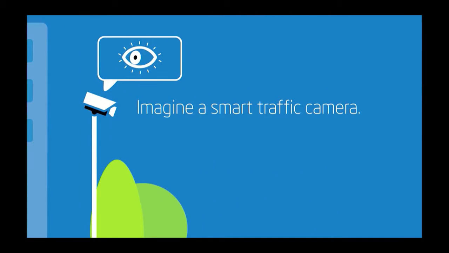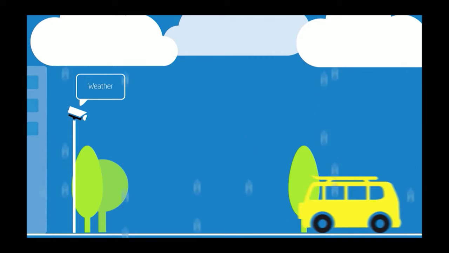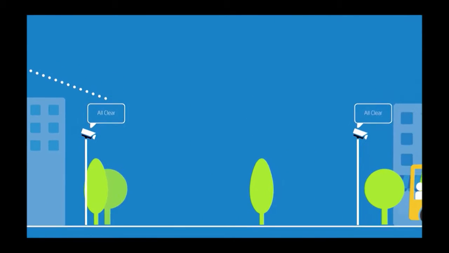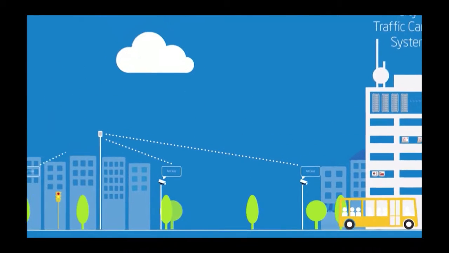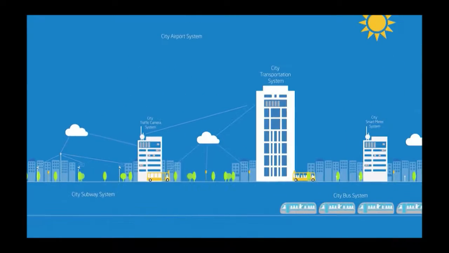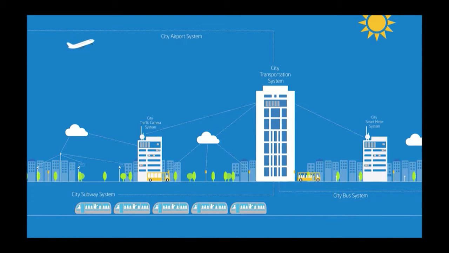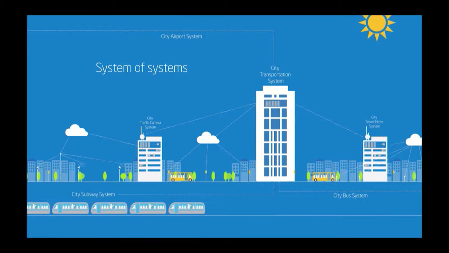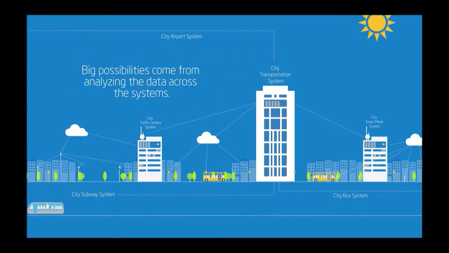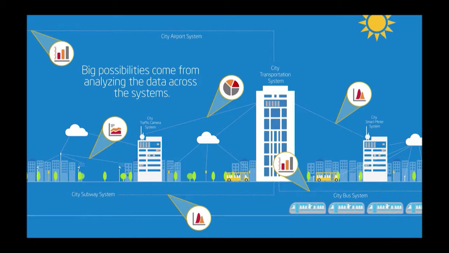Imagine an intelligent device such as a smart traffic camera. The camera can monitor the road for congestion, accidents, and weather conditions, and communicate that status to a gateway that combines it with data from other cameras, creating an intelligent citywide traffic system. Now, imagine that intelligent traffic system connected to other citywide transportation systems, which get data from their own intelligent devices, creating an ever larger intelligent system of systems. The really big possibilities come from analyzing the end-to-end data across that system of systems.